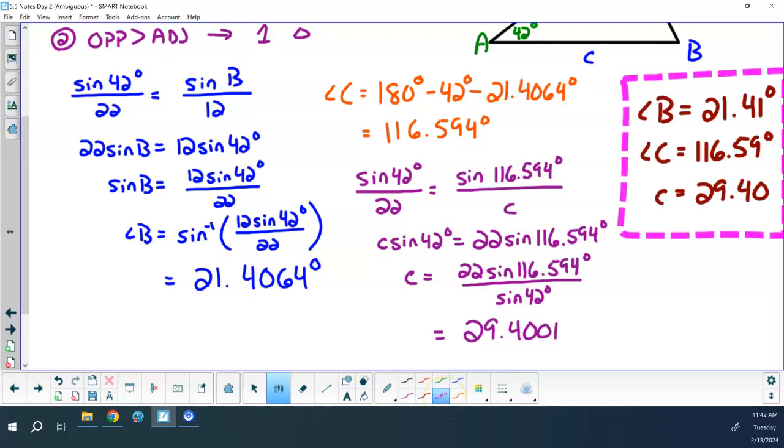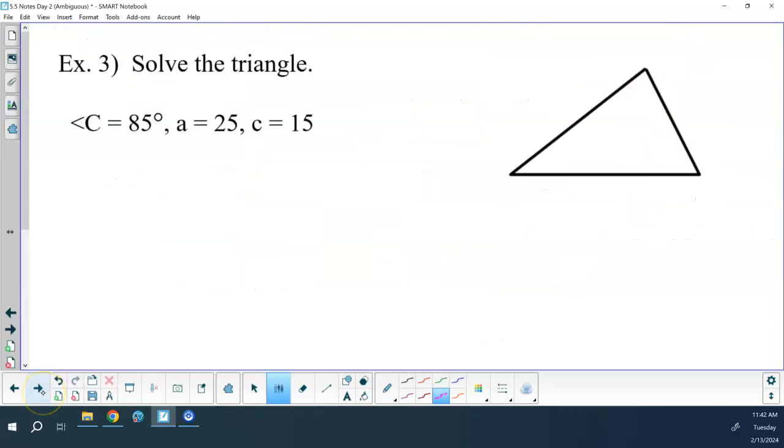Agree with what I got? Yes? Okay. Let's try that one. Angle C is 85 degrees. Side A is 25, and side C is 15.